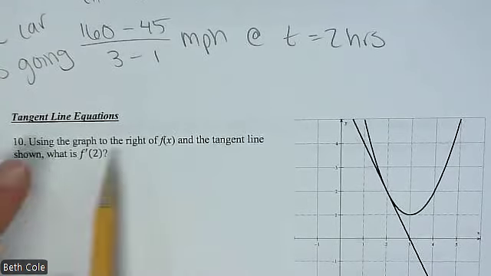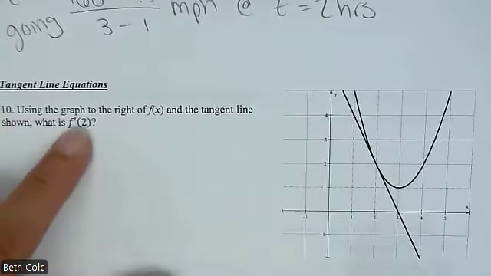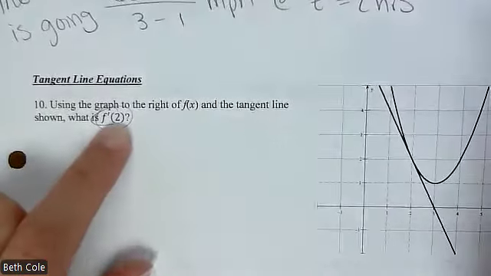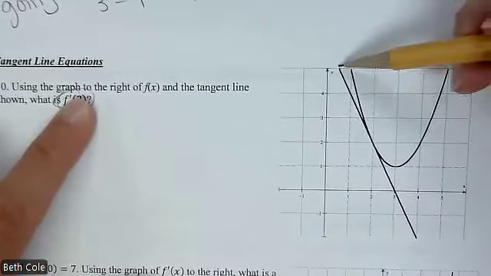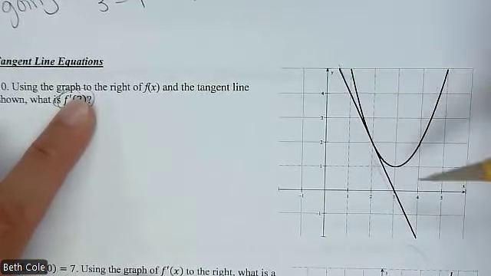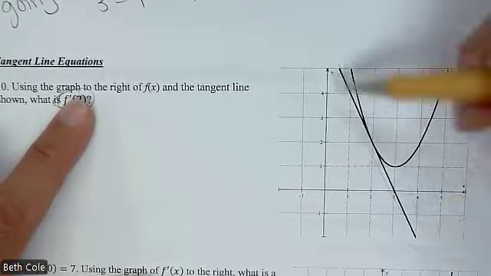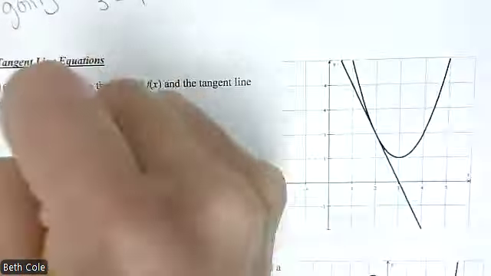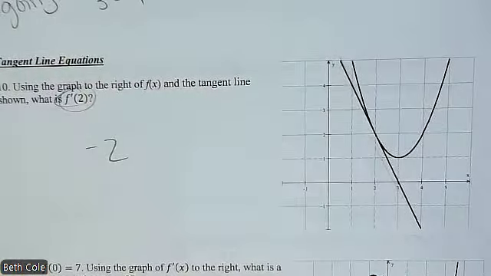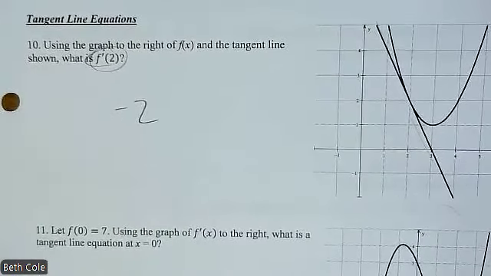Using this graph and the tangent line shown, what is f prime of 2? Derivative means slope. What is the slope of this line? That's all you've got to do. Ignore the parabola. You don't need that. What's the slope of this line? Close. -2. Down 2 over 1, like in algebra 1. That's it.